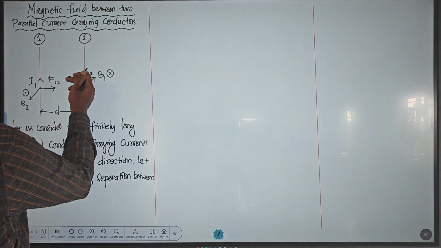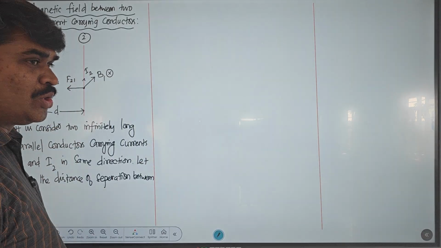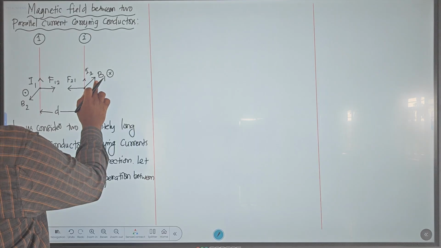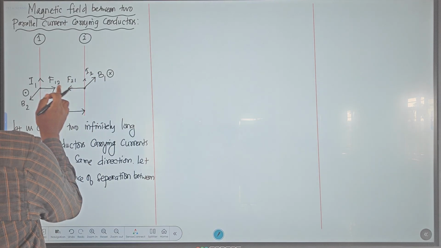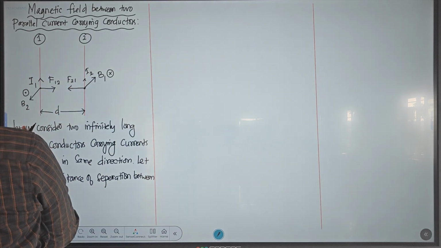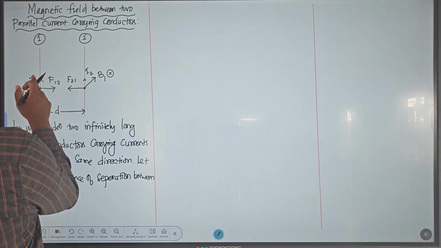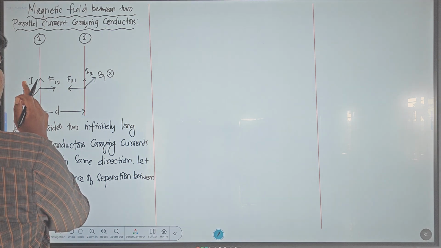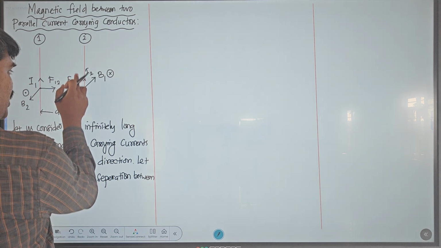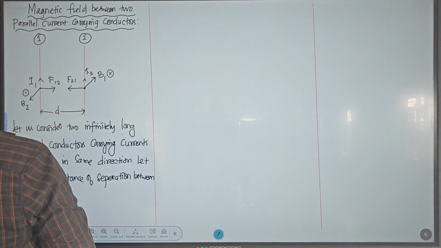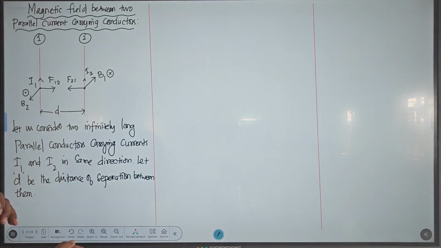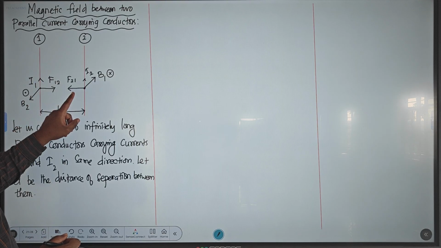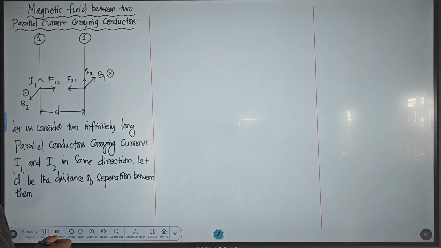First, to start with, B1 and B2. What are B1 and B2? Both are magnetic fields. B1 is the magnetic field due to the current I1 in conductor 1. Since the current is flowing through conductor 1, there will be a magnetic field around it, and that field value at a point on conductor 2 is B1. Similarly, the magnetic field due to the current I2 on conductor 1 at this point is B2.